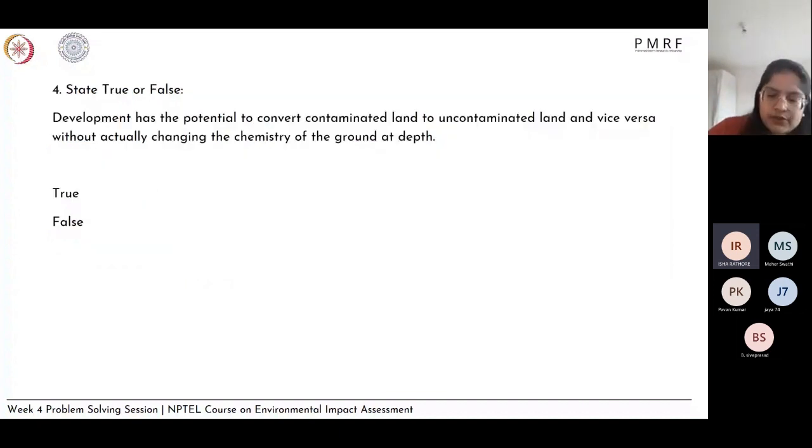So moving on to question 4, which is again a true or false question. So state true or false. Development has the potential to convert contaminated land to uncontaminated land and vice versa without actually changing the chemistry of the ground at depth. So is this statement true or false? Okay, so we have an answer. Yes, the statement is true.